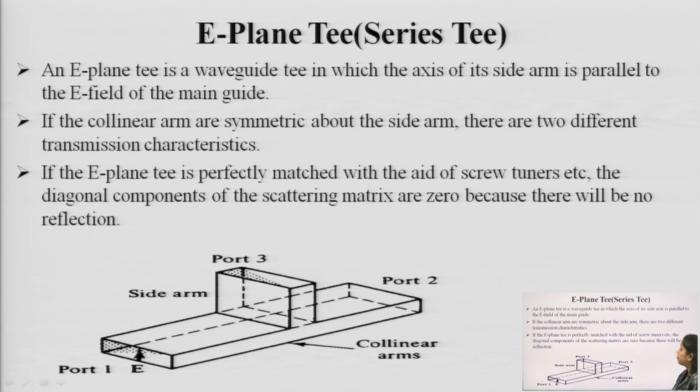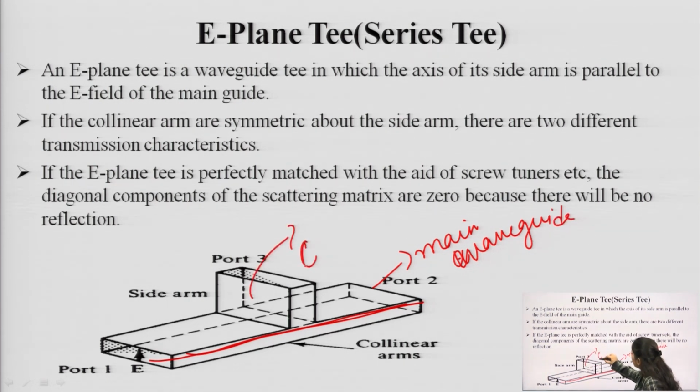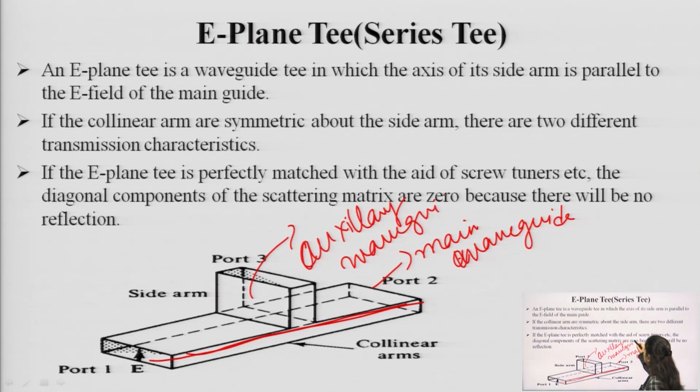An E plane T is a waveguide T in which the axis of its side arm... So, what is the side arm? These are the collinear arms, port 1 and port 2. These are the main arm, the main waveguide we can say, and this is our auxiliary waveguide. I am saying this to you because this term will come further also. And port 1 and port 2 are the collinear ones.